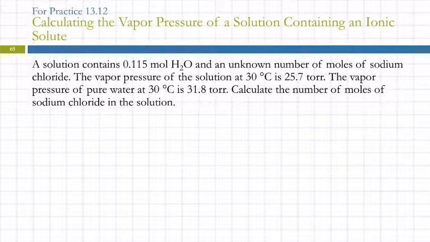A solution contains 0.115 moles of water and an unknown number of moles of sodium chloride. The vapor pressure of the solution at 30 degrees Celsius is 25.7 torr. The vapor pressure of pure water at 30 degrees Celsius is 31.8 torr. Calculate the number of moles of sodium chloride in the solution.